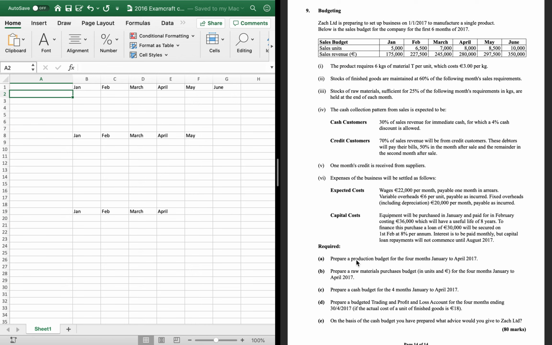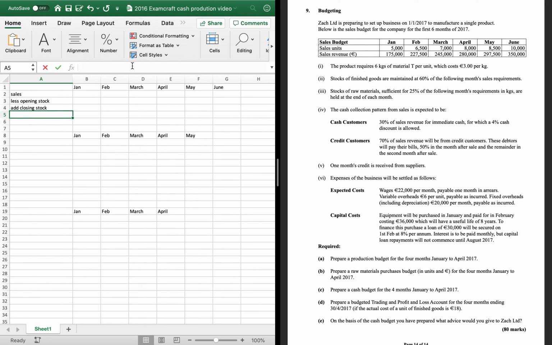So part A is prepare a production budget for the 4 months, January to April. Now you'll see I've gone as far as June in this. You need to go as far as June for closing stocks. Now we'll see that as we go. So a production budget, as you know, is sales, less opening stock, add closing stock. So that's what a production budget looks like. You know that from doing budgeting questions.